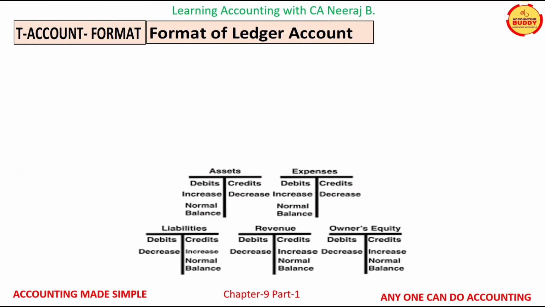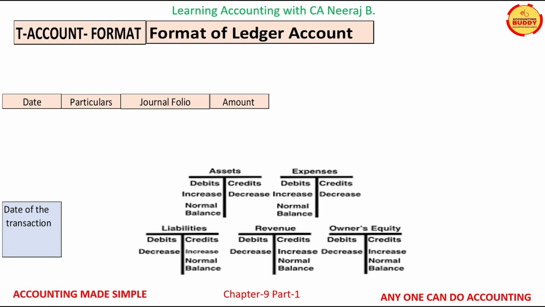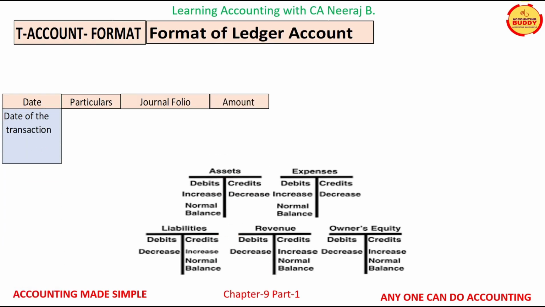Let us learn about the T account format and the information which is captured for each transaction in a particular account. There are four columns on each side of the T account. They are date, particulars, journal folio and amount. In the date column, the date of the transaction is mentioned.